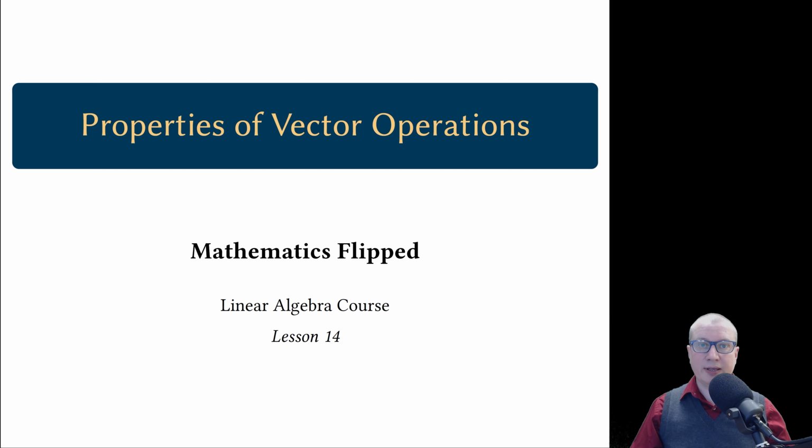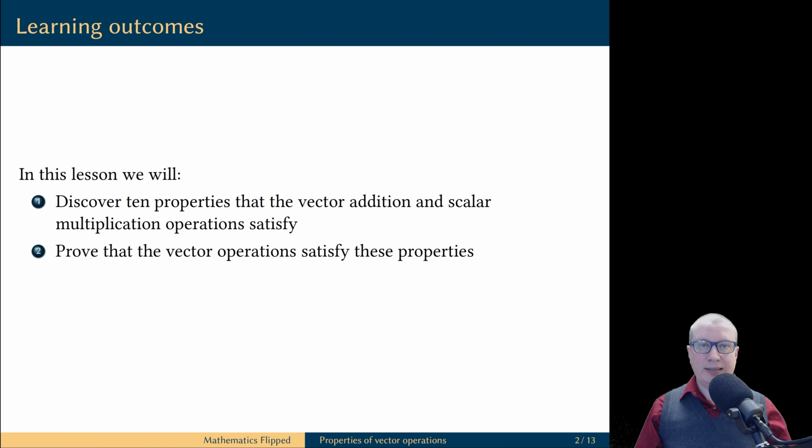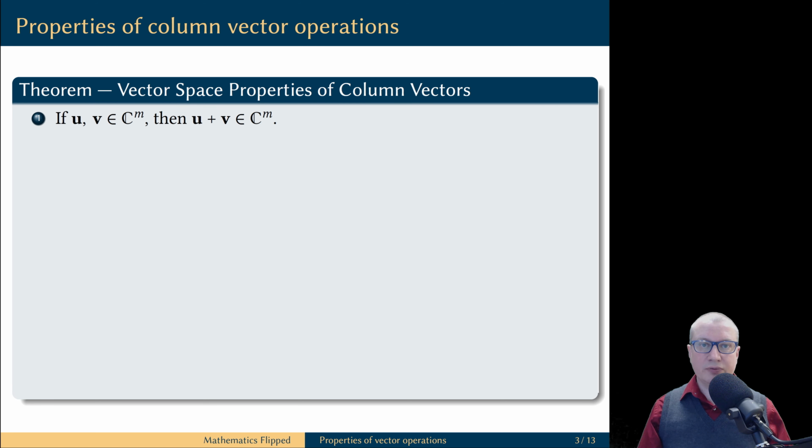Eventually use to define abstract vector spaces. So, in this lesson we will discover 10 properties that the operations of vector addition and scalar multiplication satisfy, and we will prove that indeed the vector operations satisfy these properties. Let's get started. I will call the list of 10 properties we are about to discover the vector space properties. This is because column vectors are not the only objects that satisfy these properties, as we will soon discover, and these properties will be a basis for our definition of an abstract vector space.